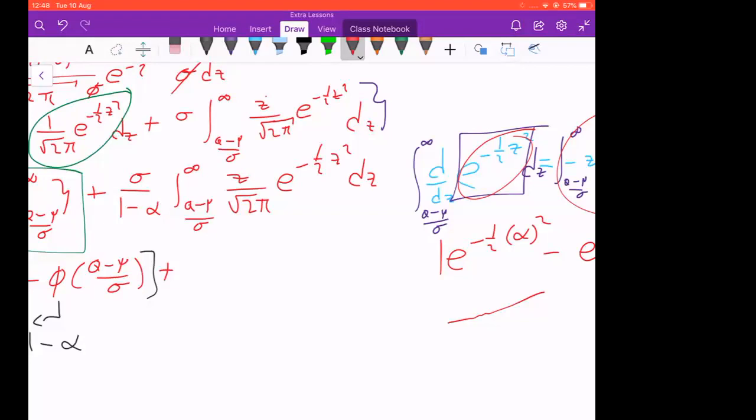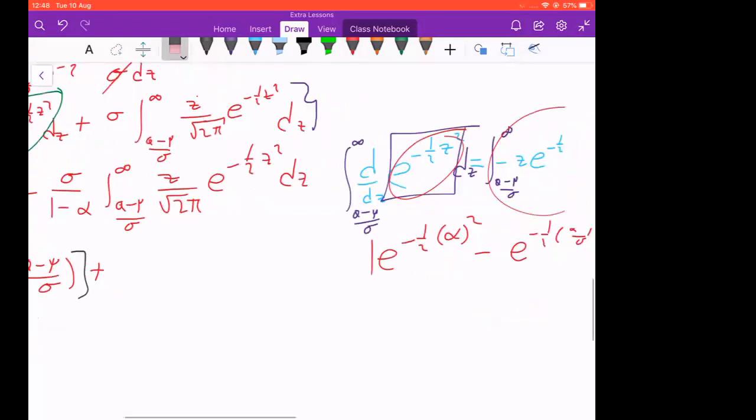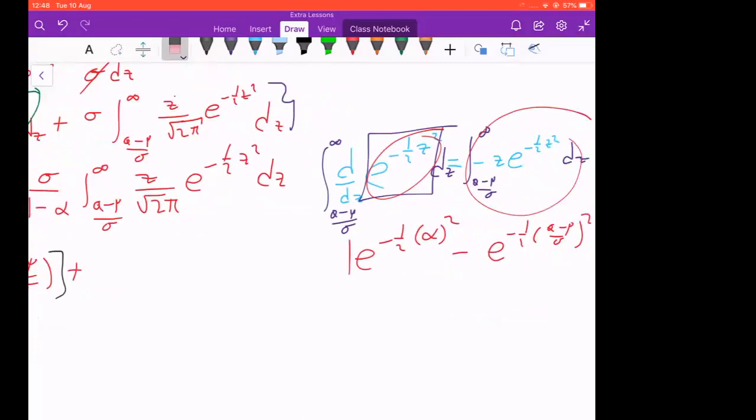I was trying to simplify this thing over here. So this thing here is going to be 0, right? e to the power negative infinity is going to be 0, and then minus this value over here. So you can basically take this thing over there, you will have this, and then you should take it back there.